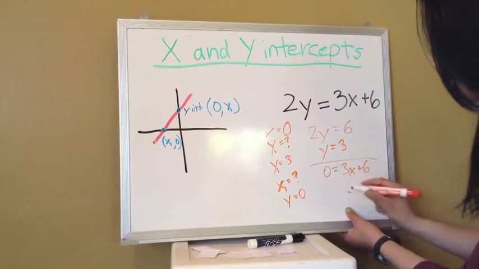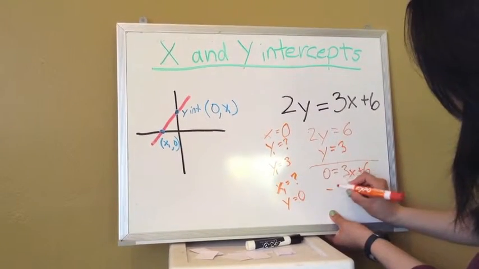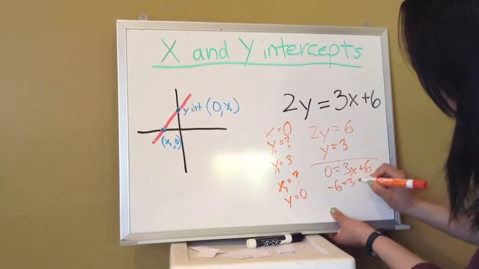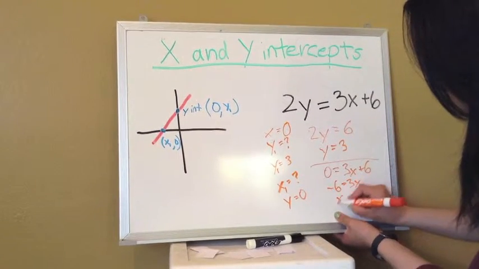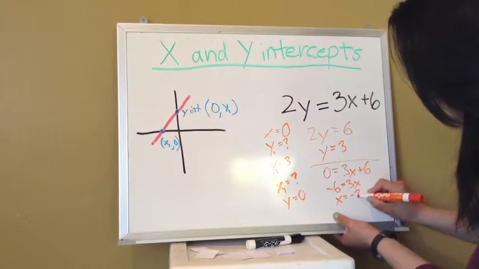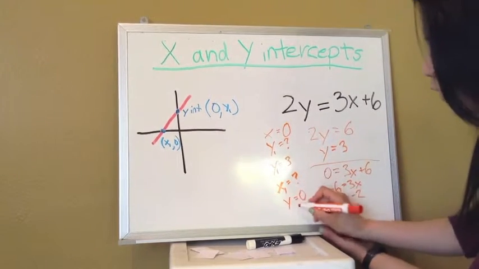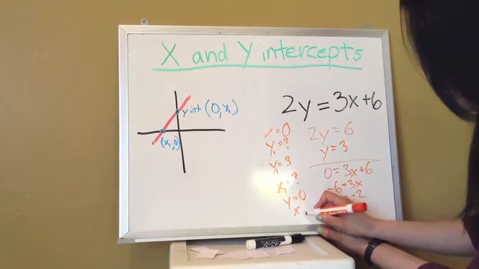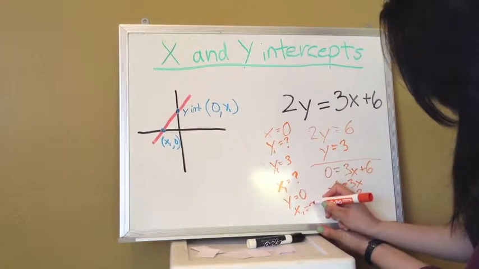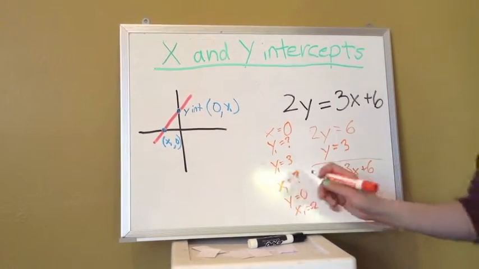Now we can just move this to the other side, so then we would have negative 6 equals 3x. Therefore, x is equal to negative 2. And here we have now the x1, which is the x-intercept, is equal to negative 2. Now let's check our graph, and it makes sense.